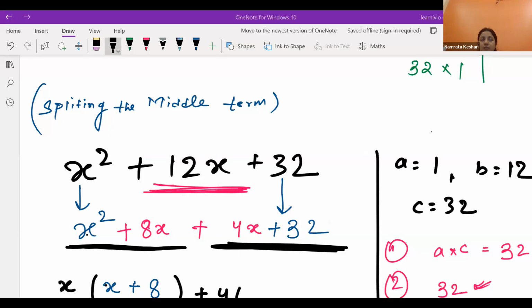Read the table of 4. The first one will be just x. Next one will be 4 times 8 is 32. So 8 will be there, right? Yes or no? Yes, ma'am.